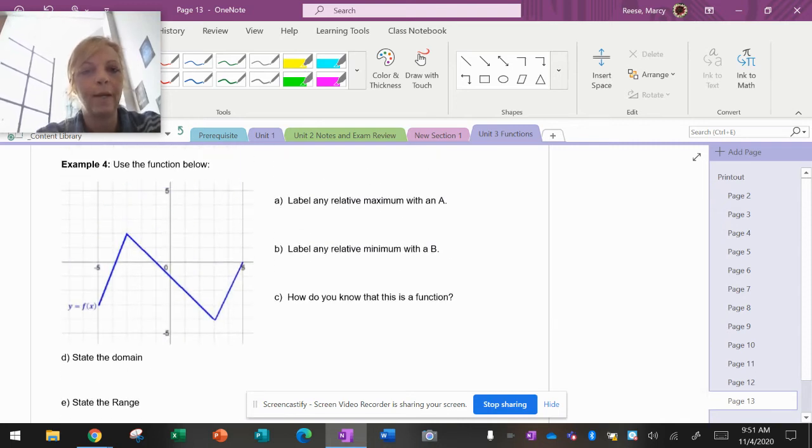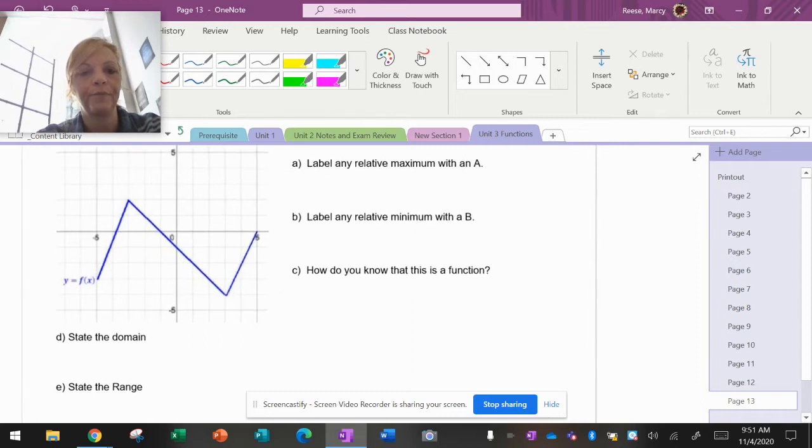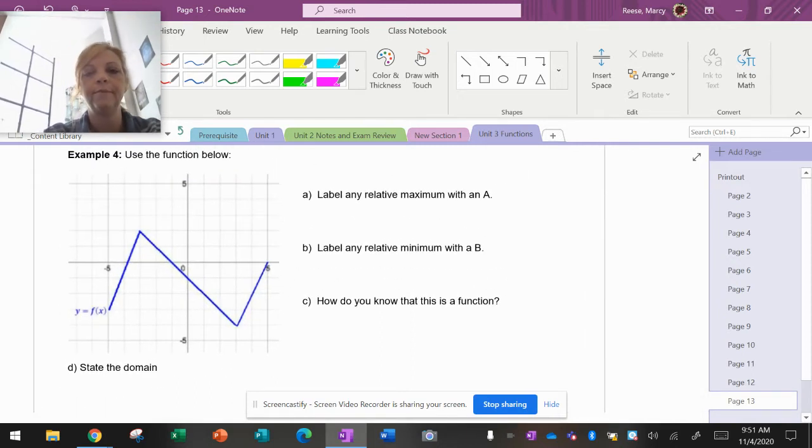All right, and I got one more big one for you. So let's do this. Label any relative max. Max is, remember, where there's a peak. We're going to label it with an A.